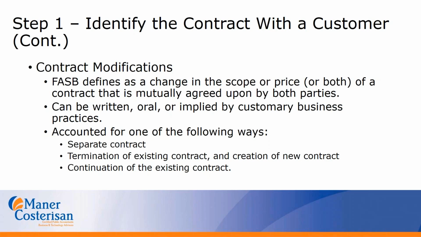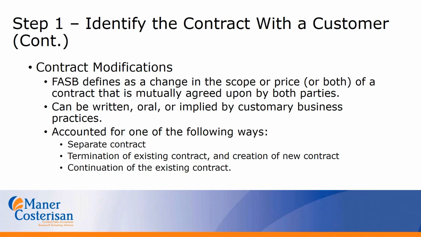A contract modification should be accounted for as a separate contract if the scope of the contract increases because of the addition of the new distinct good or services, and the price of the contract increases by the standalone selling price of the new distinct services.